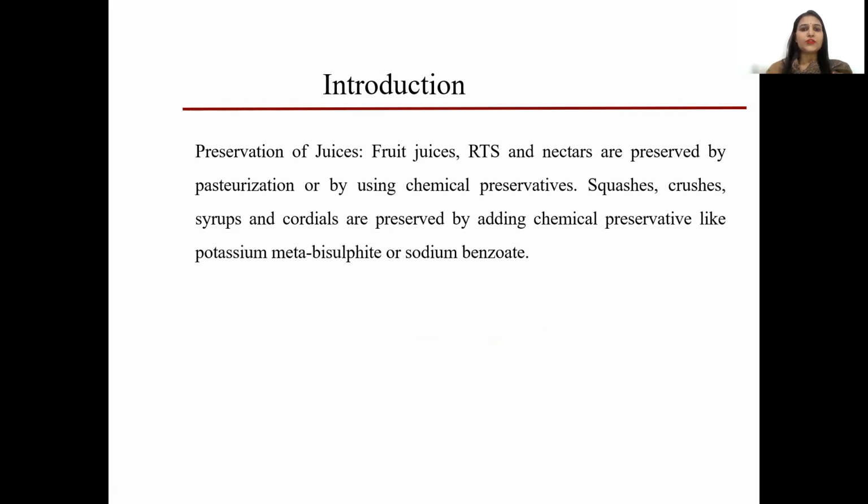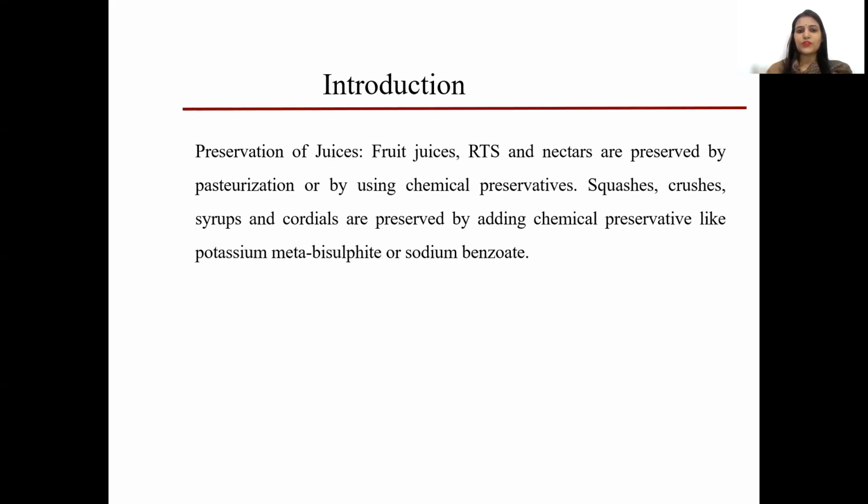First of all, the introduction: we can prepare different types of products like RTS and nectar from fruit juices. They have different TSS values, concentration values, and sugar content values, right? There are also different preservation methods, like different chemicals we can use. There are specific chemicals for fruit and vegetable preservation, and only a limited amount of chemical has to be added in the preparation of squash, crush, syrup, and cordial.